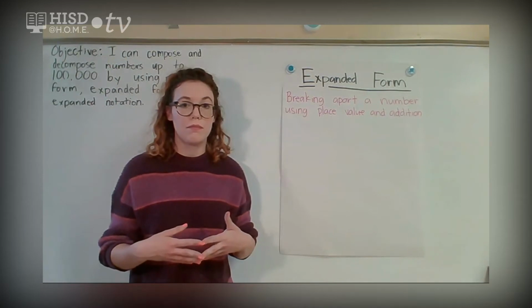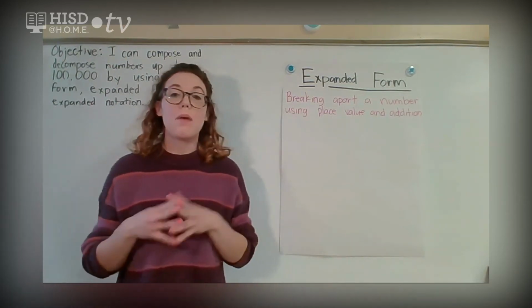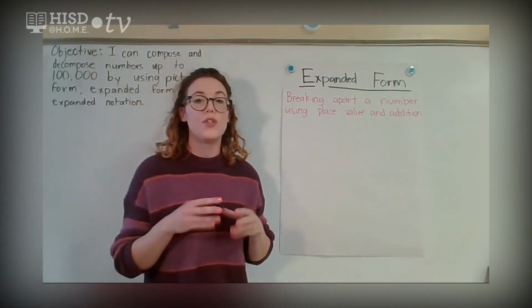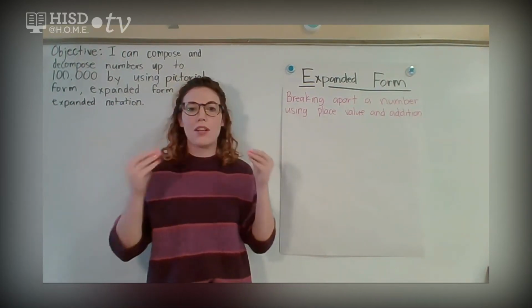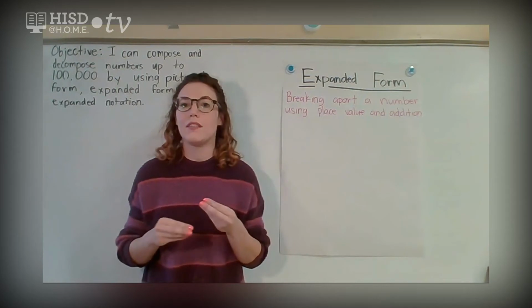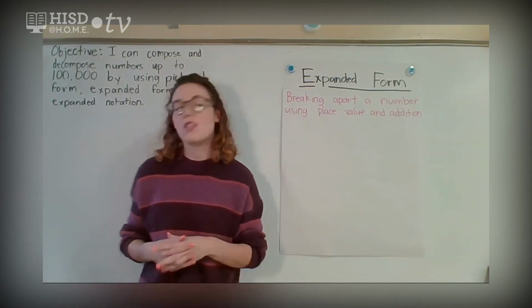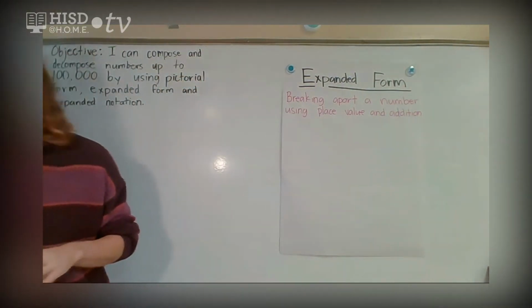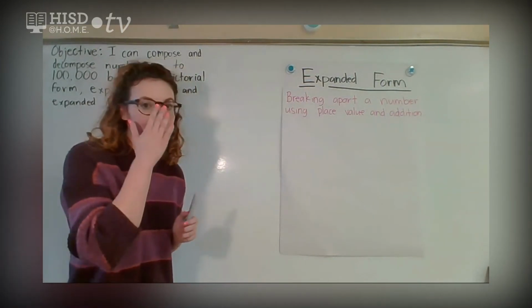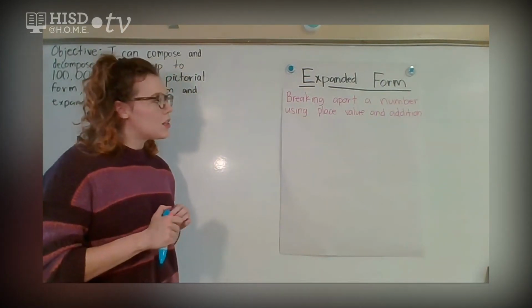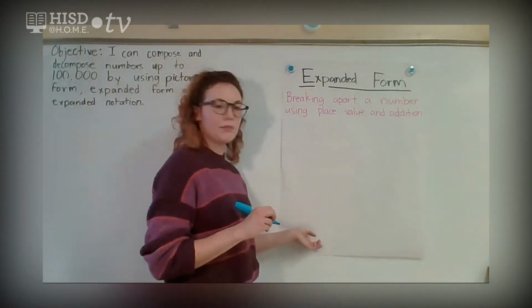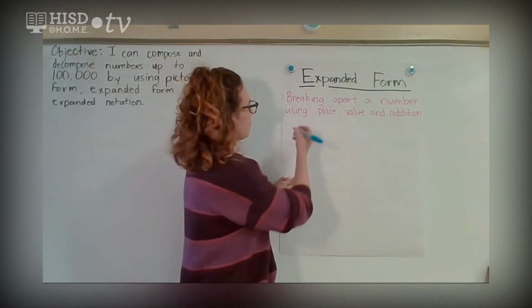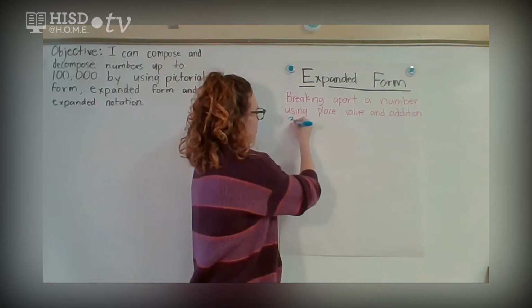Expanded form is breaking apart a number using place value and addition. It's just breaking apart a number by its place value using addition. And so let's write an example. I'm going to use that place value chart to write my number. So if I had the number 317, I'm going to write this.